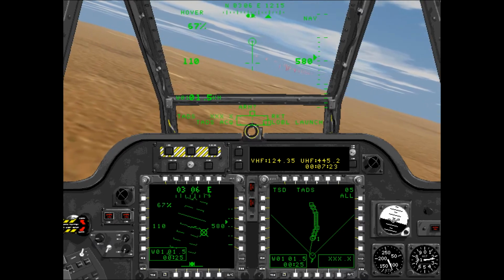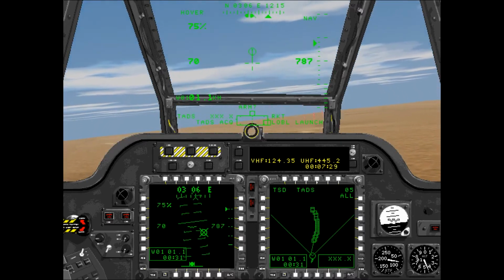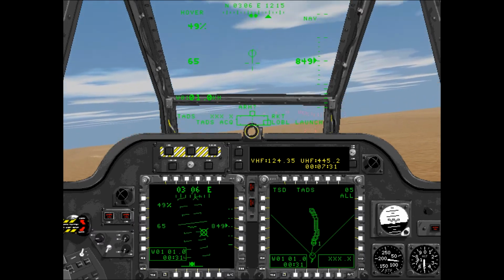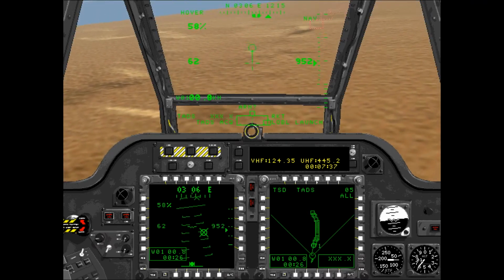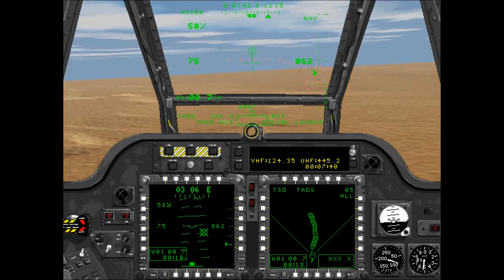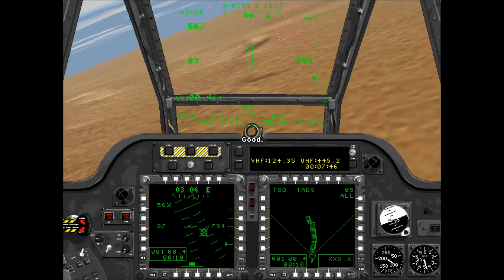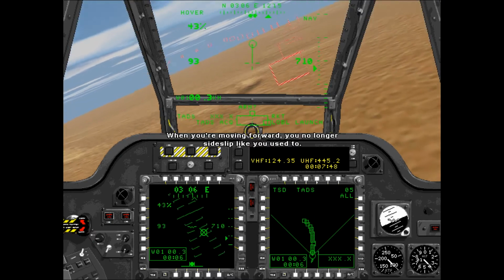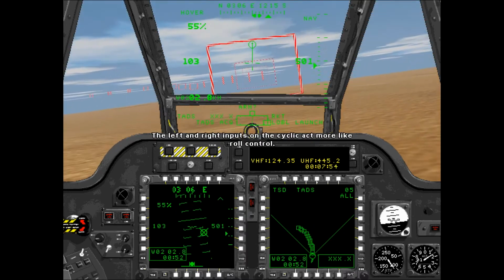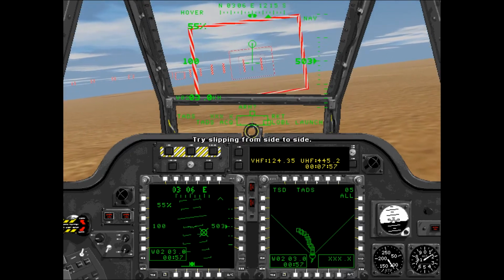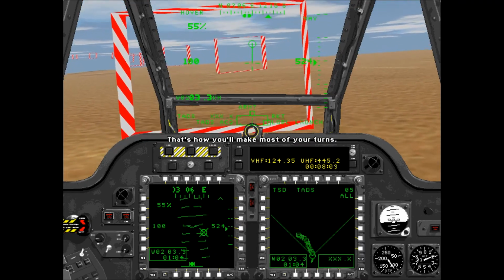You're going too fast. You're going too slow. Good. When you're moving forward, you no longer side slip like you used to. The left and right inputs on the cyclic act more like roll control. Try slipping from side to side. See how you bank and turn now. That's how you'll make most of your turns.